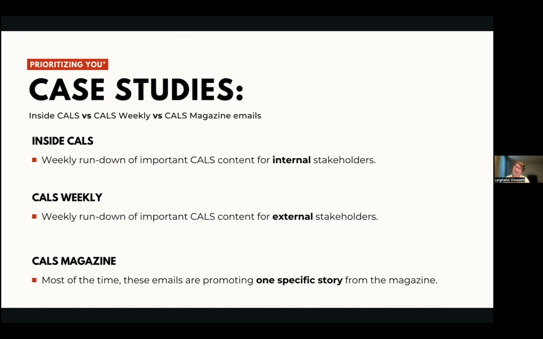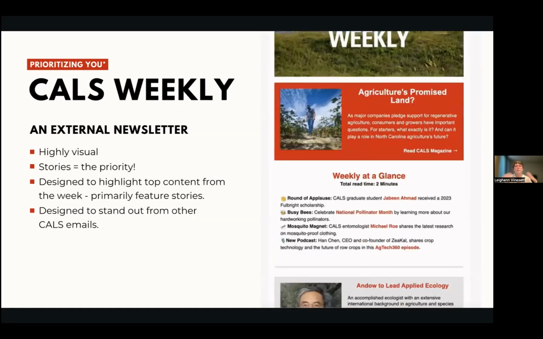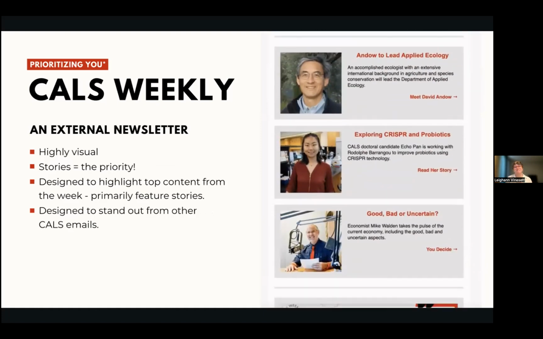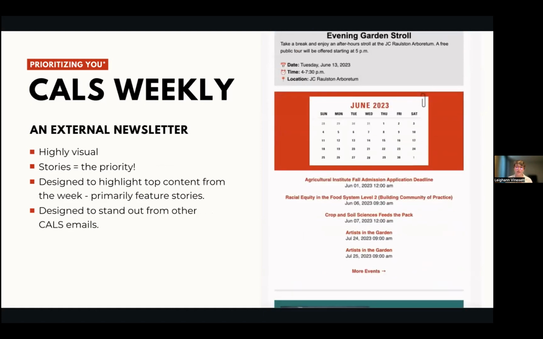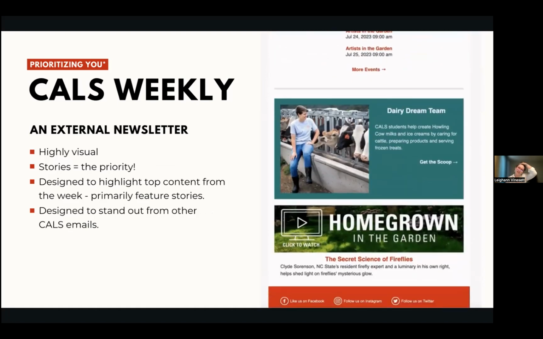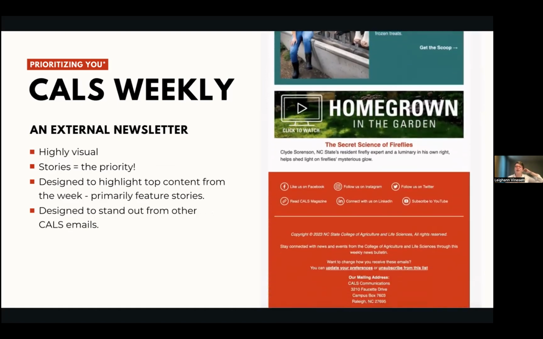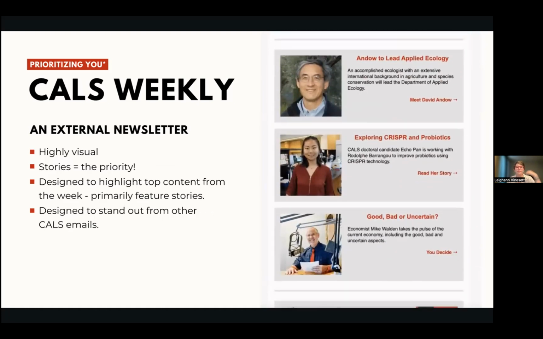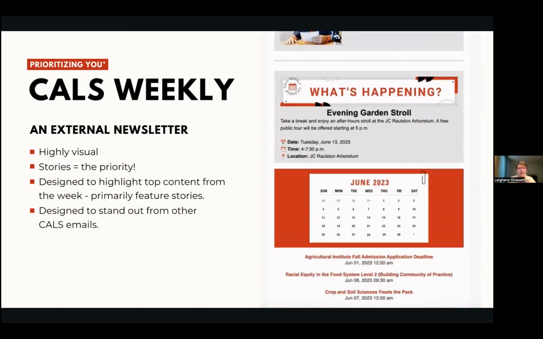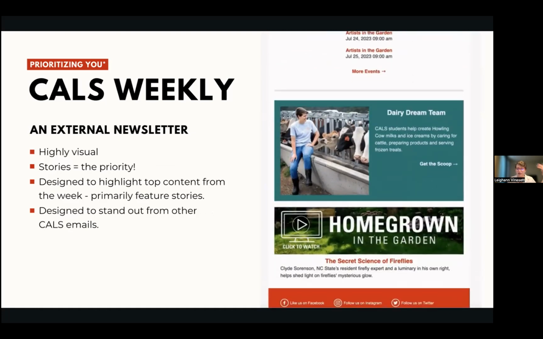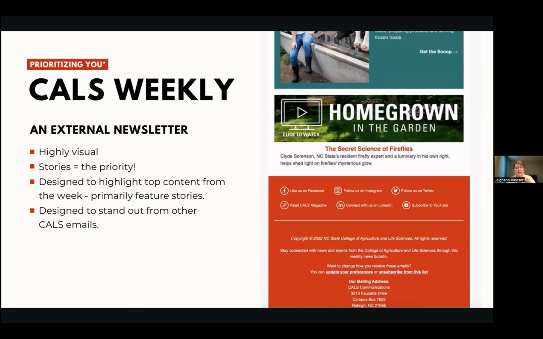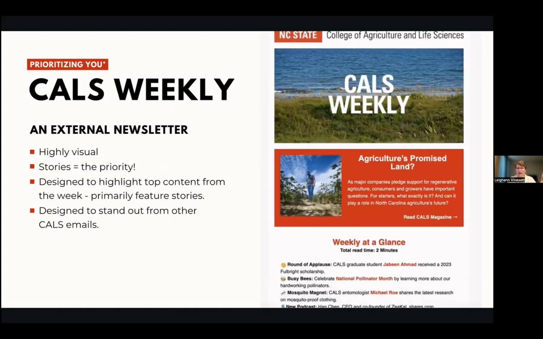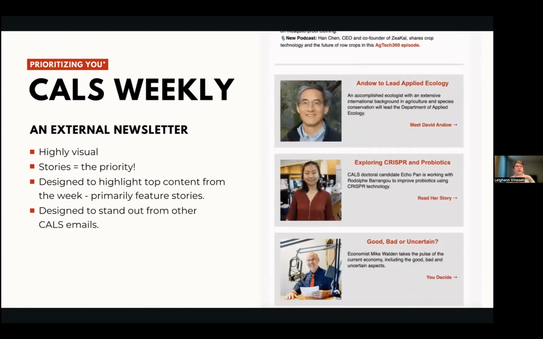And then we have CALS Magazine emails, which usually promote one specific story in the magazine that we want to highlight. If you've never seen those before, here's what they look like. CALS Weekly is very highly visual. We recently, in November, I think, launched a redesign of it to really highlight the visual content and the visual storytelling that we're doing. Stories are the priority here. We have five stories featured. We also have events and some promos, but it's really designed to highlight the top content from the week, and to stand out from the other emails that we send.